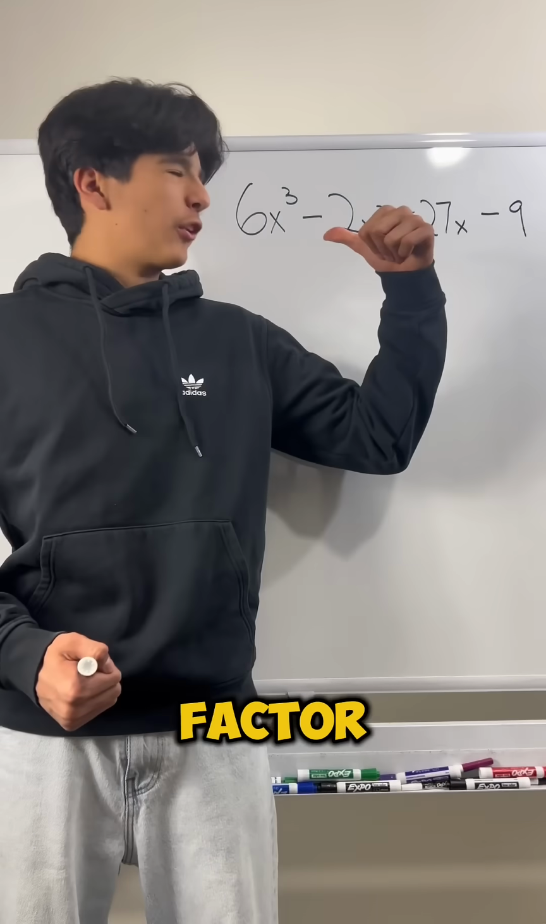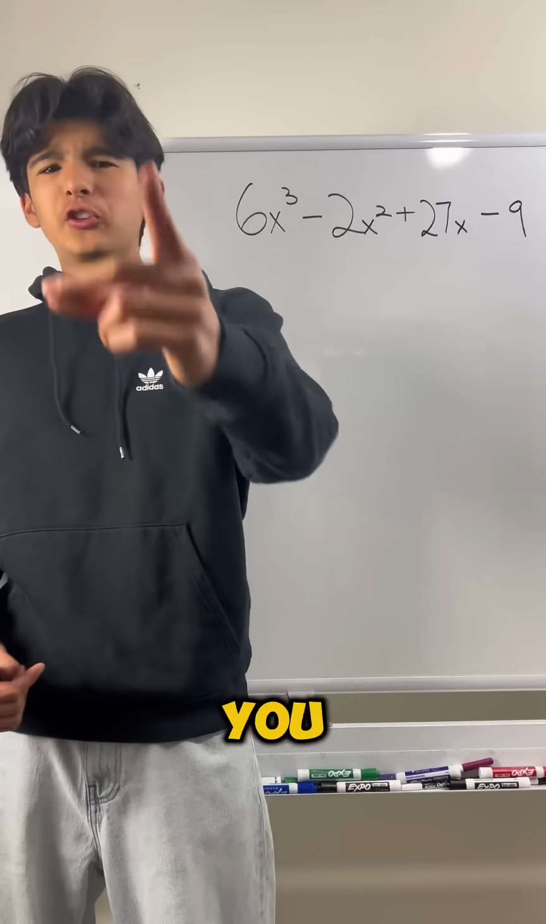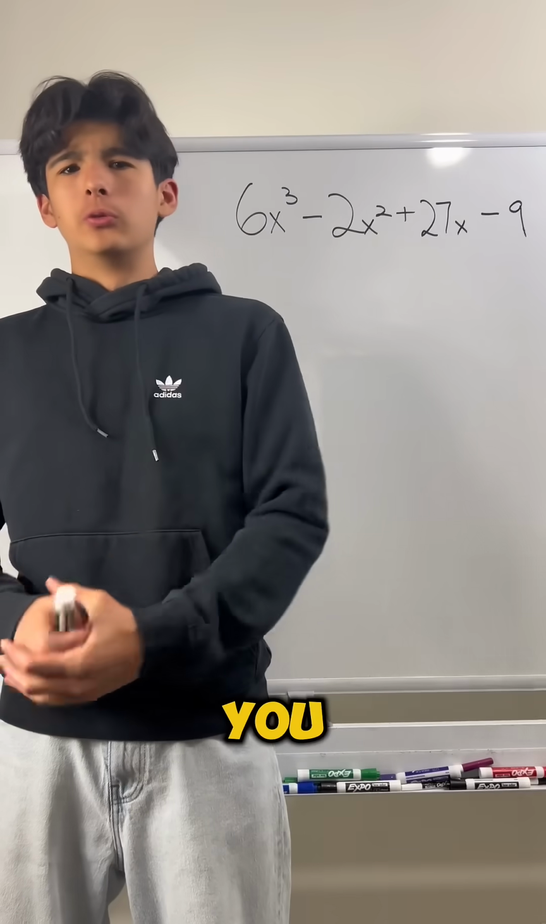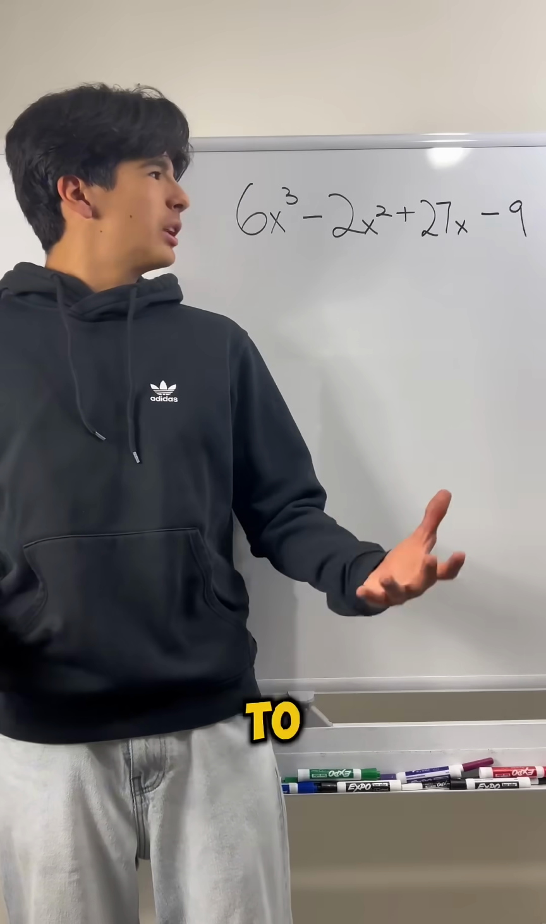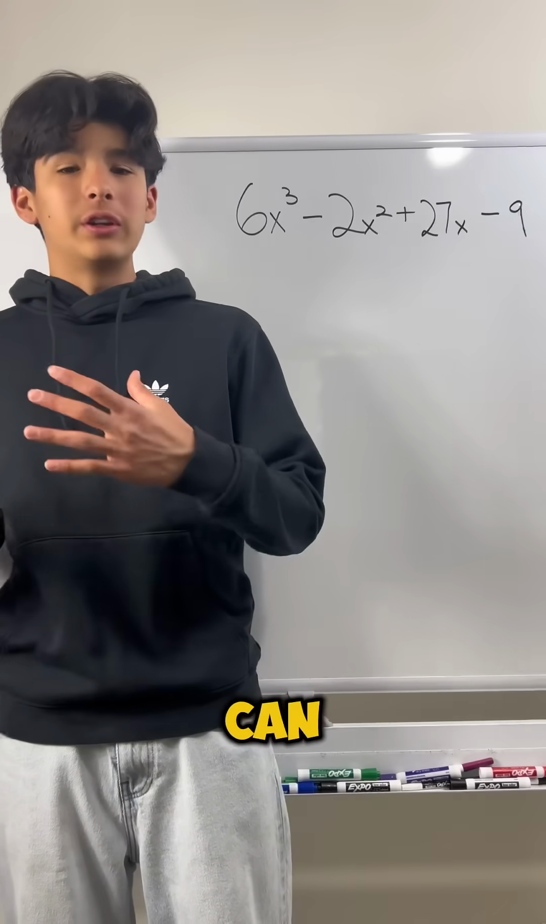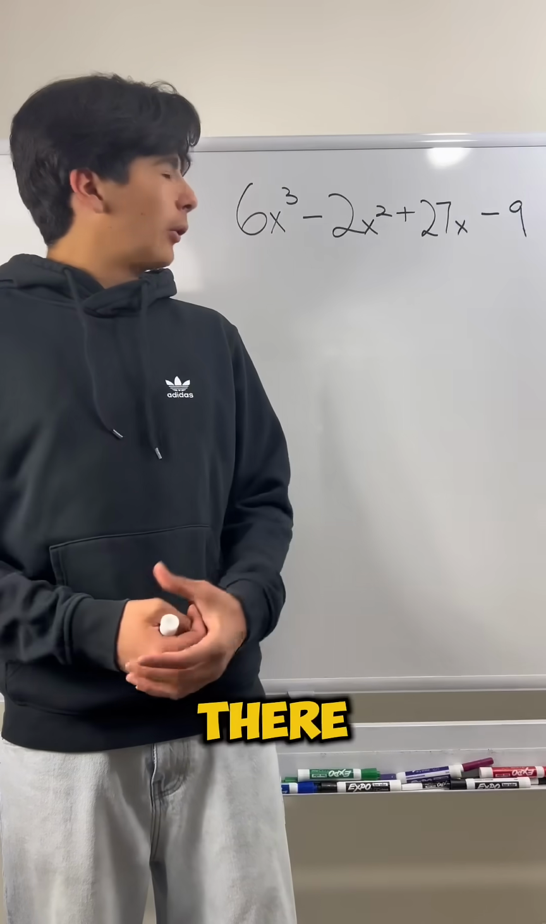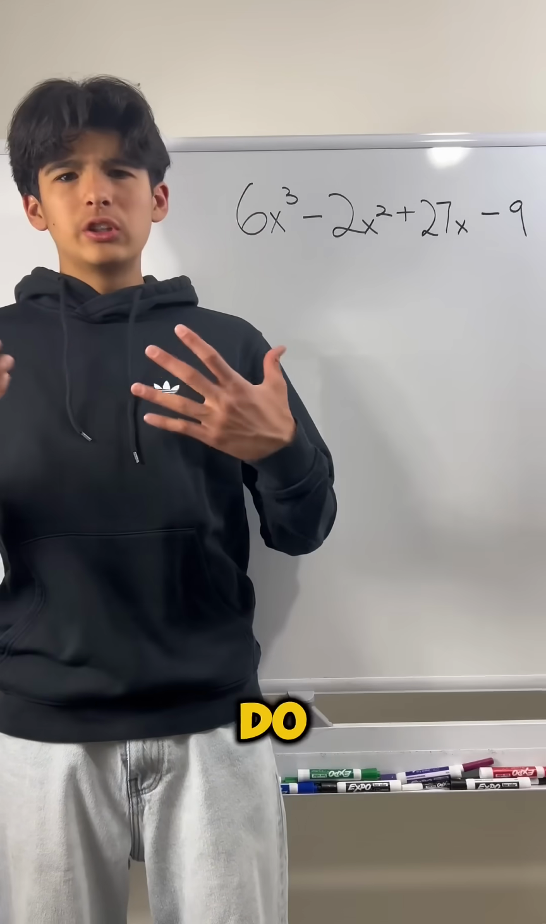Do you know how to factor this polynomial right here? Well, if you don't, worry, I'm going to factor it for you. So it may look a little weird at first because your first instinct might be to try and find a common factor which you can take out. But after you look at it, there is no common factor. So what can we do now?